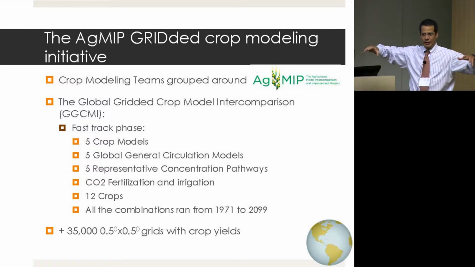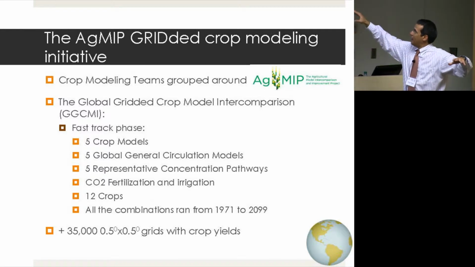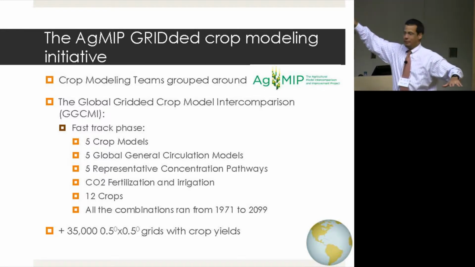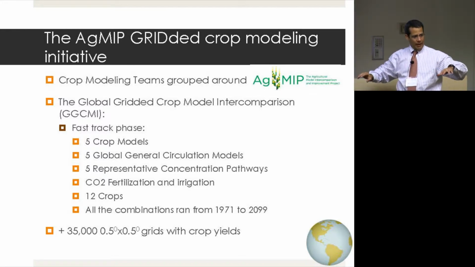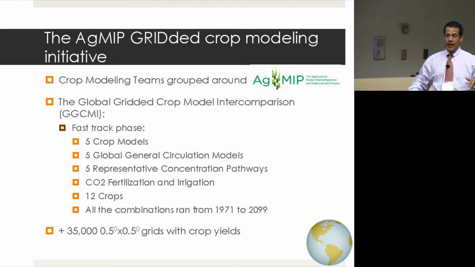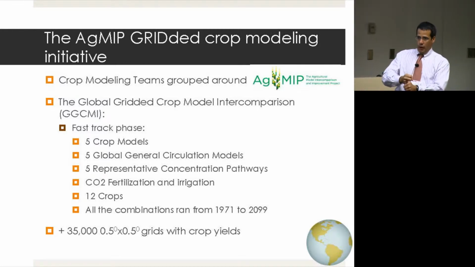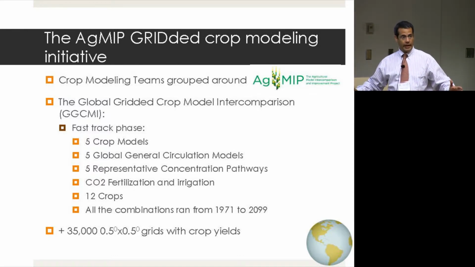AgMIP, it's a joint effort that created a massive amount of information by running 7 crop models, not 5, but 7, I believe. Each crop model was run using 5 global climate models. For each one of these GCMs, there were 5 representative concentration pathways. On top of that, there were runs with and without irrigation, and with and without CO2, for 12 crops, all these from 1971 to 2009. So a massive effort, many groups.